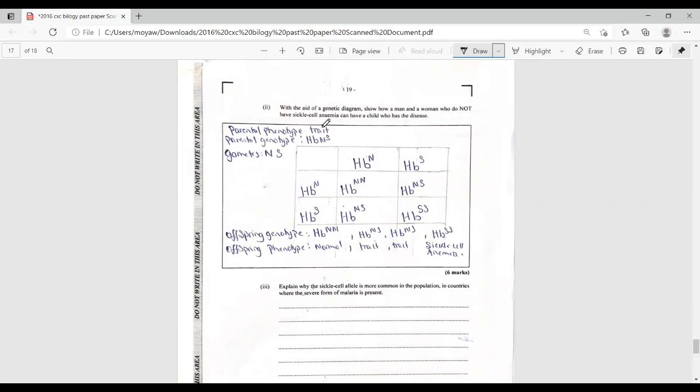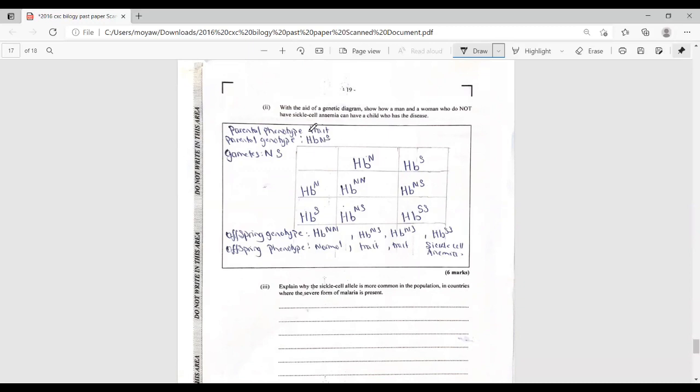So the parental genotype would be HbNS and HbN. Hb itself has to do with the hemoglobin, and the S would represent the sickle cell. And that would be the genotype of both parents, because they carry the gene but they don't express it. It's not shown. And that's why they can have a child who has sickle cell disease.